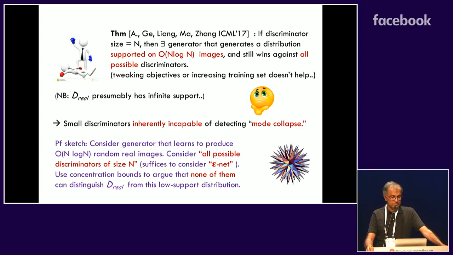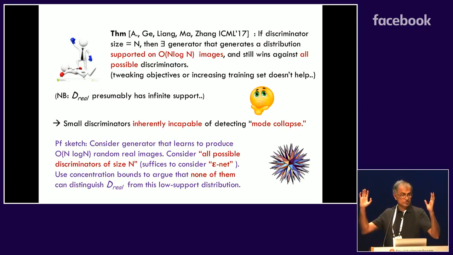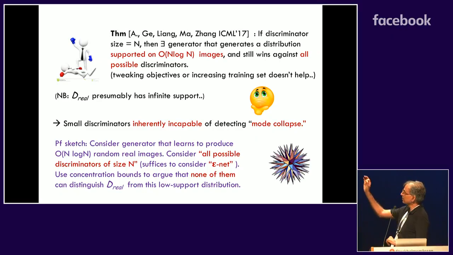So I'll give you a sketch. How does this result go? It uses this epsilon net argument, the VC dimension. So the idea is the following. You consider a generator that learns to produce n log n random real images. Don't worry about how, we're just describing an equilibrium. This is a generator that learns to produce order n log n random real images.